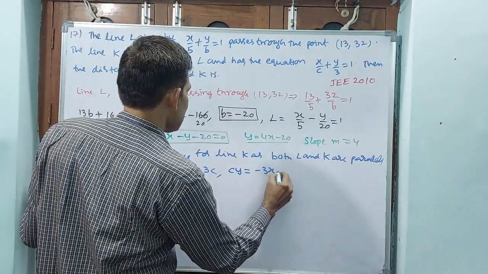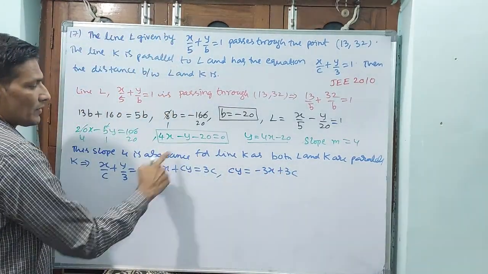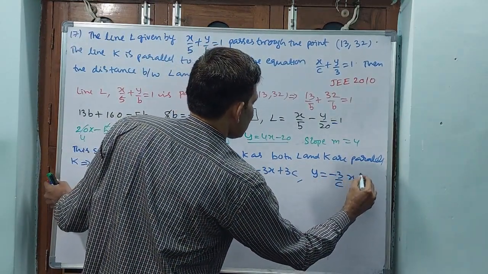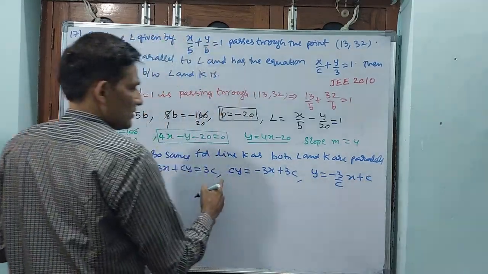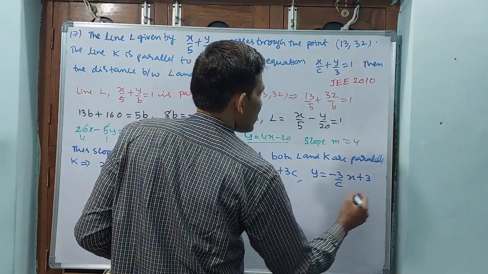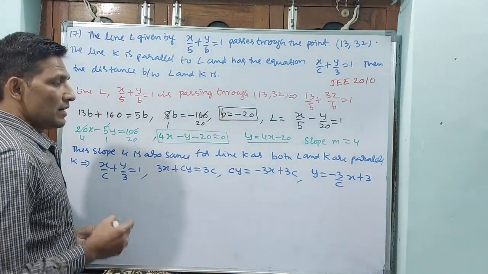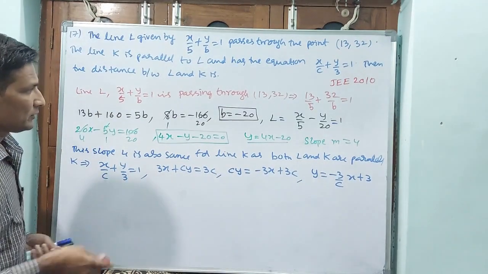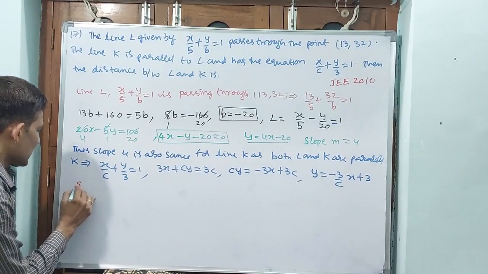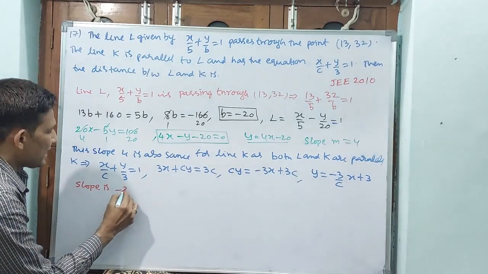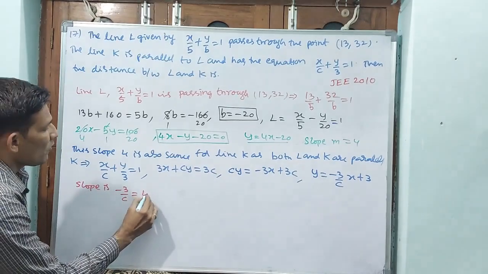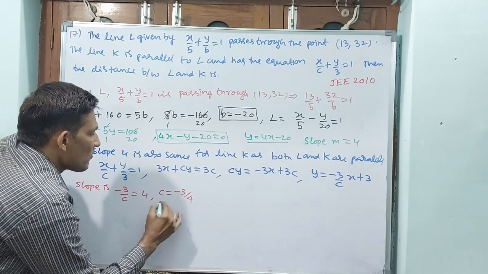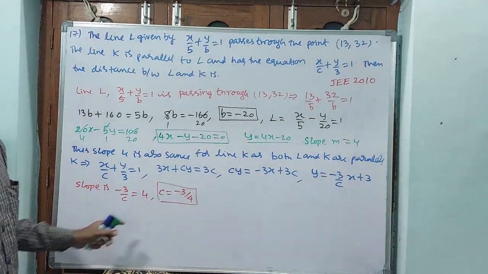cy is equal to minus 3x plus 3c. Then finally you write y is equal to minus 3 by c x plus 3, because c is going to get cancelled; 3c by c means 3. Now you see here, the slope is minus 3 by c. Write down that also. Slope is minus 3 by c, but that is equal to 4. Then c is equal to minus 3 by 4. That is how we got the c value. Then substitute c.